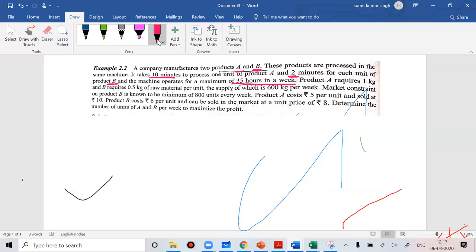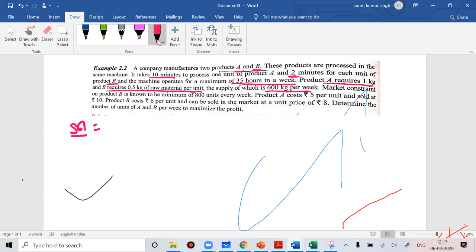The product A requires 1 kg and product B requires 0.5 kg of raw material per unit. And the maximum supply of raw material is 600 kg per week. Okay, so you can write all this.